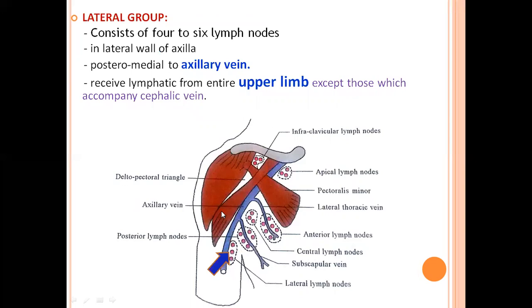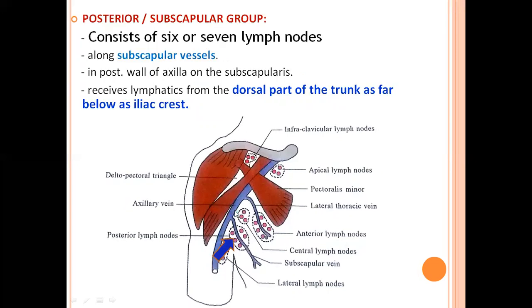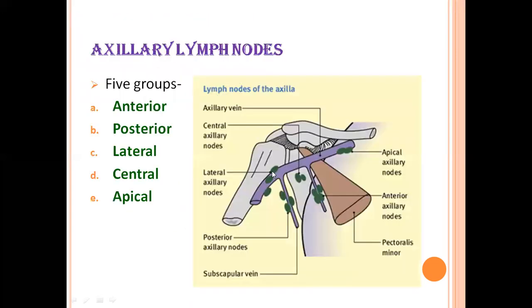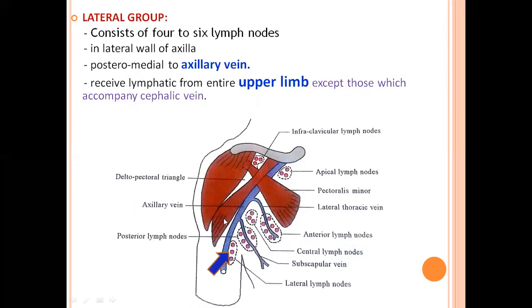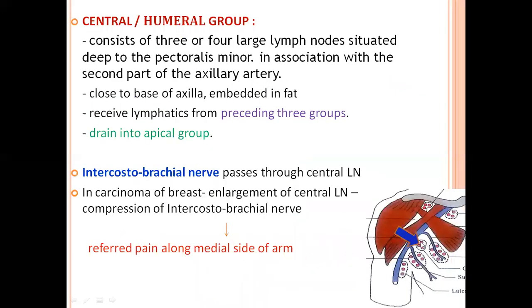Then the lateral group of lymph nodes. Which were the lateral group? I'll show you the diagram again. This is lateral. So the lateral group of lymph nodes are either 6 or 7 in number. Here you are finding them, posterior medial to the axillary vein. They receive lymphatics from the entire upper limb except those which accompany the cephalic vein. Then the central group.